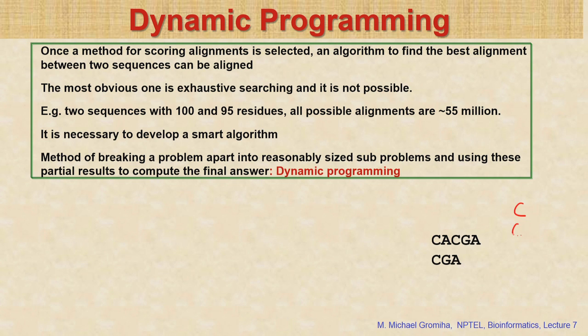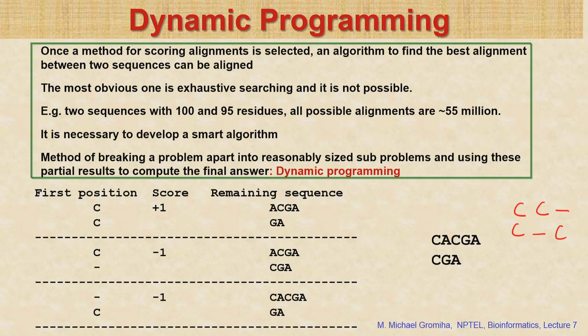You can make C and C together, or you can put a C and a gap here, or you can put a gap here and C here. If you do C and C together, then this is aligned, so you get the score of +1. If C is taken out, then this is the remaining one. In the second aspect, if you put the gap in the second one and the first one is already aligned, the remaining is CGA, and the second one we did not do anything, so CGA is as it is.